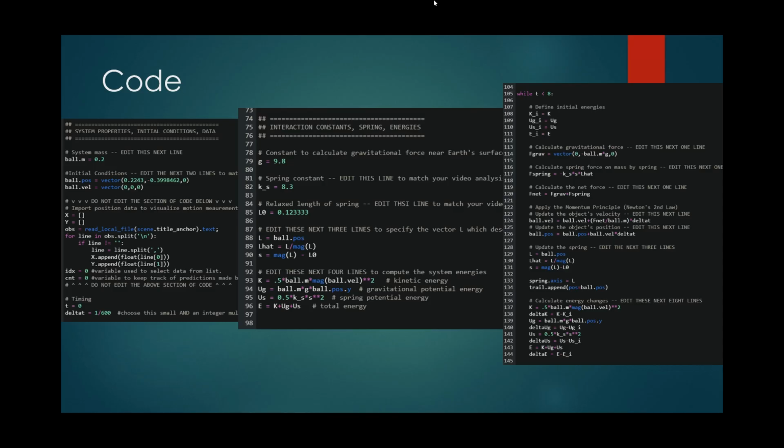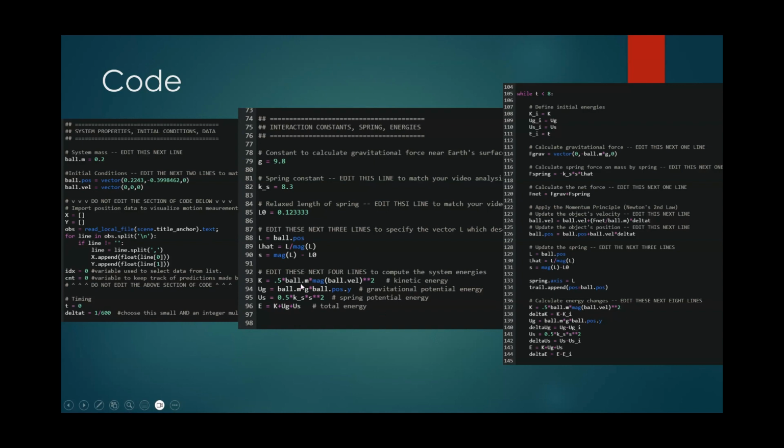For our code, here we have our listed initial conditions, where our ball mass, our initial position, and our delta t, which is very small as the video says 30 frames per second. Gravitational constant, our calculated spring constant, L naught, and here we have our lines to specify the directions and lengths of our spring, where the L is just the distance from the fixed point of the spring, which is set to the origin. Our L hat's direction is just the distance over the magnitude, and our compression distance is the current length of the spring minus its resting length, which was already calculated.